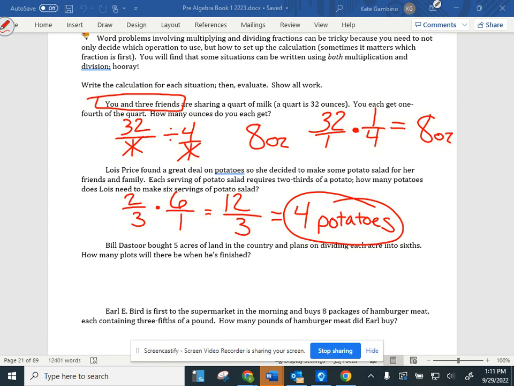Mr. Gambino loves potato salad. That would not be a serving for him. Okay, make sure your answer makes sense. Don't just do the math, be done, and move on to the next, because you might have done your math wrong.